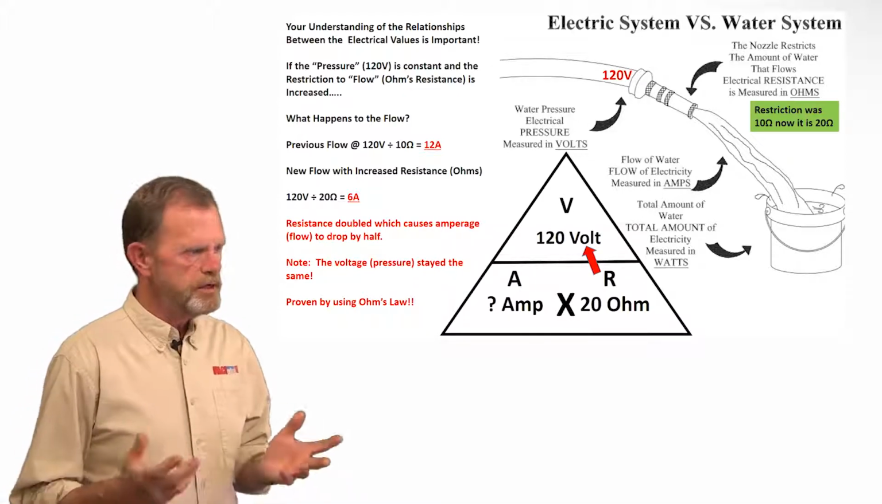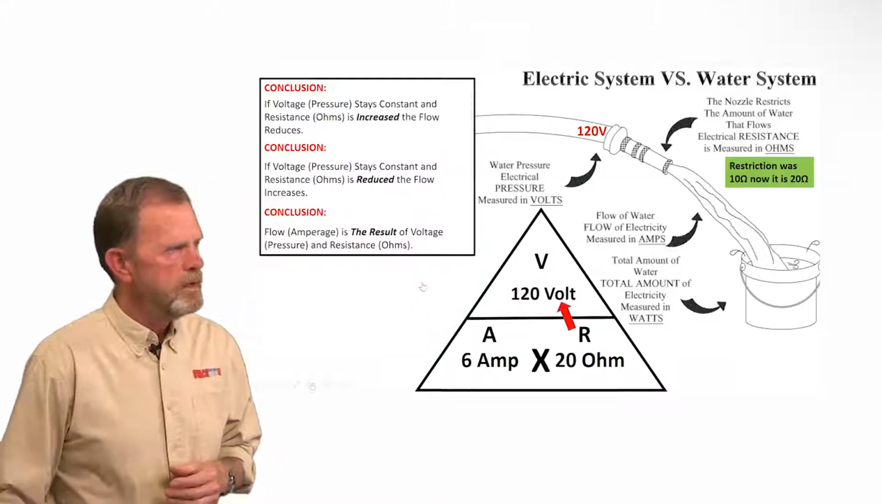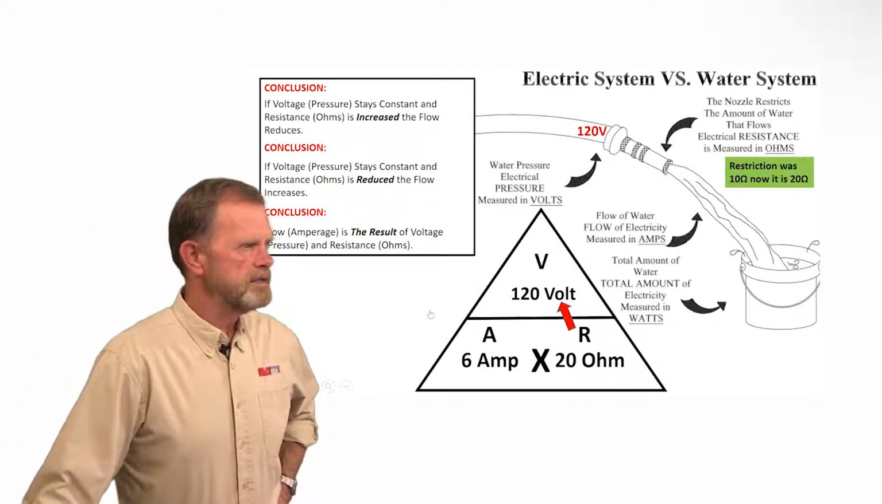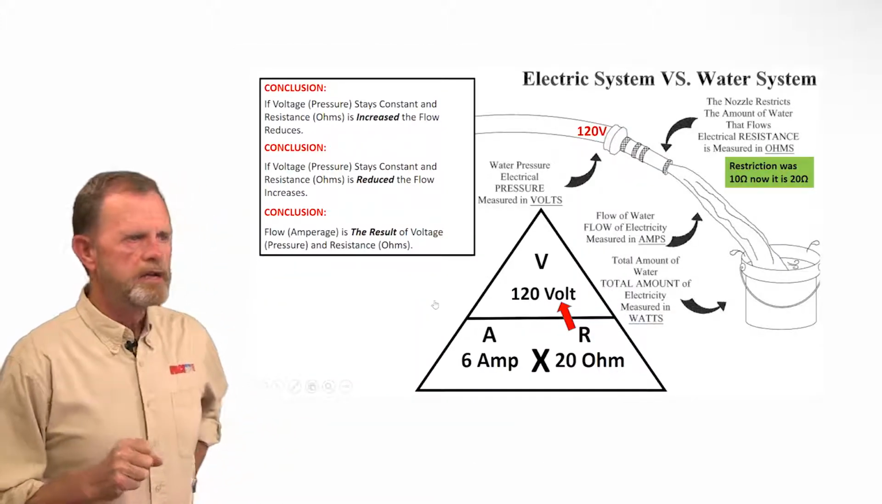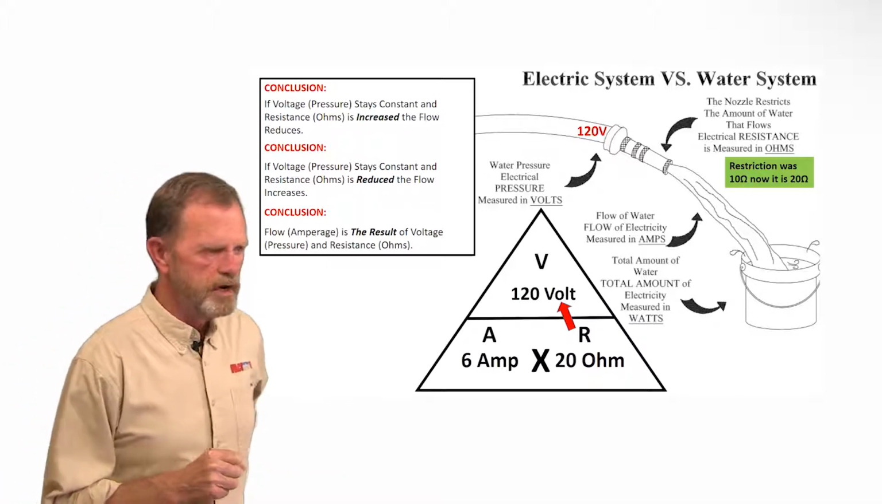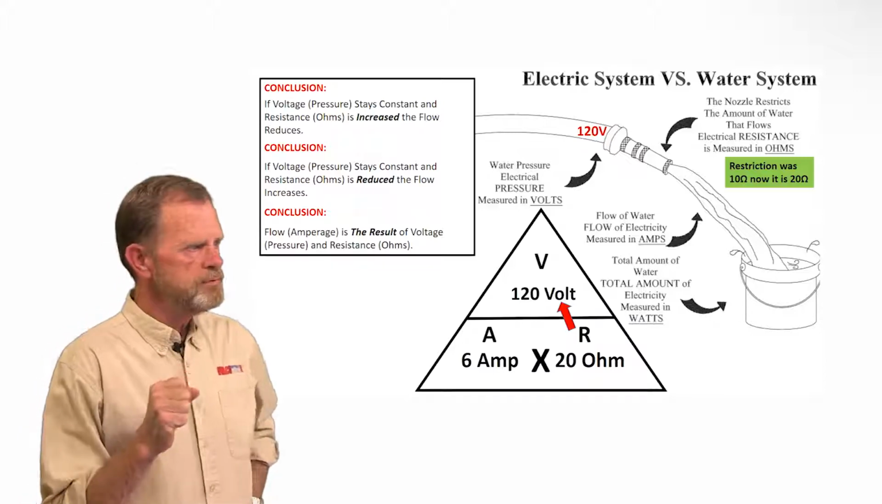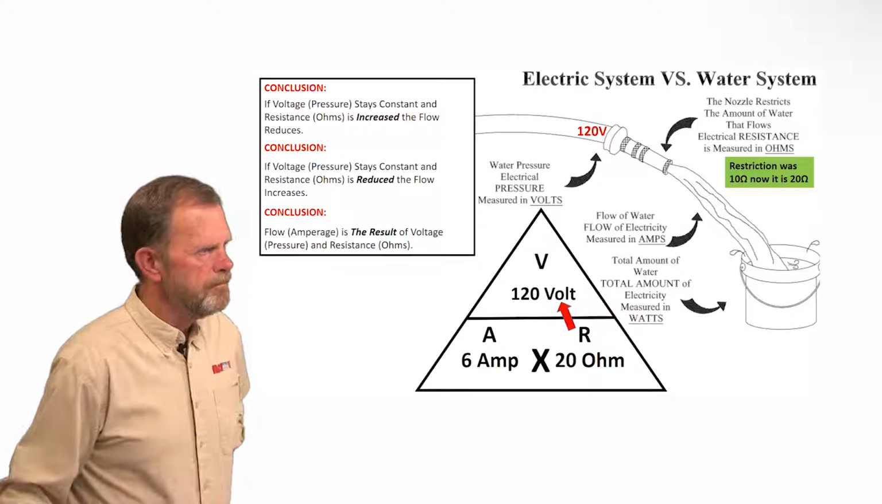Note the voltage, the pressure, stayed the same, and this is proven by using Ohm's law. Conclusion: if voltage pressure stays constant and resistance, ohms, is increased, the flow reduces. Certainly, if you increase the resistance against a pressure, I don't care if you're talking about electricity, electrons, or water, the flow is going to reduce.